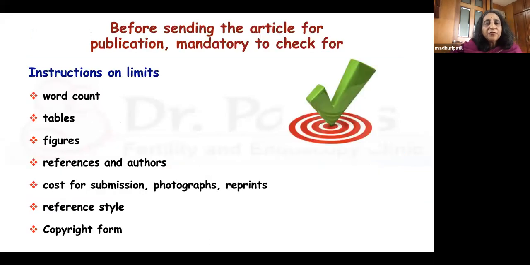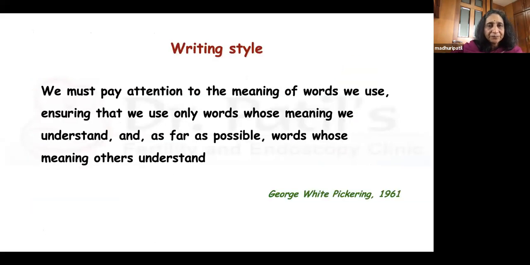Before sending the article for publication, it's mandatory for us to check certain things. One is the instructions on the limits, that is the word count, the tables, the figures, the references and authors, the cost for submission, photographs, reprints, reference style, and copyright form. This is very, very important to check before you submit your article for publication.